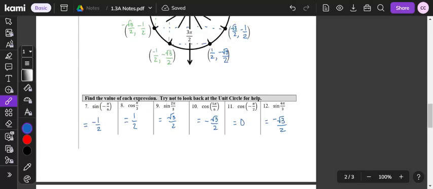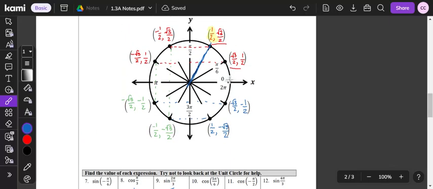All right, here are the answers to those. Be careful with number 11. Remember, negative pi over 2. That's the same as going pi over 2 radians, but backwards. So that's right here. It's the same as positive 3 pi over 2. And the cosine, or the x-coordinate along this line, is just 0.